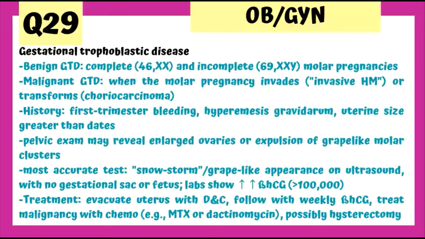Here's a little bit about gestational trophoblastic disease. We note the difference between the complete and incomplete molar pregnancies, and you can take a look at the rest of this slide over here. In terms of treatment, at the very bottom, we evacuate the uterus with a D&C, follow with weekly beta-hCG, treat malignancy with chemo, and possibly hysterectomy.